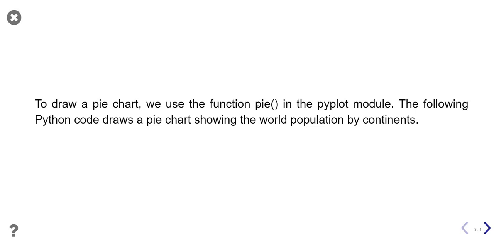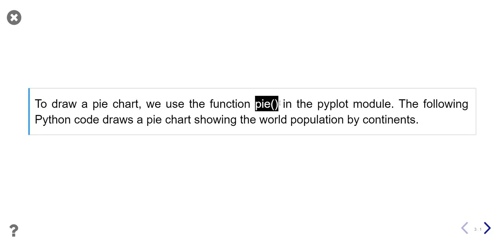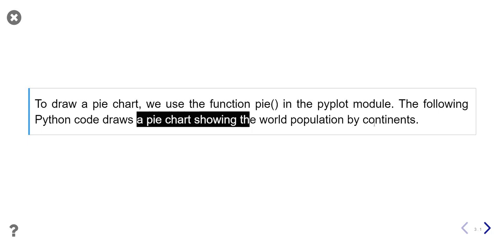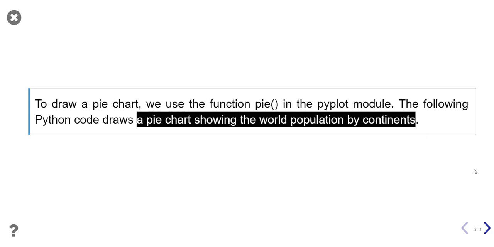To draw the pie chart, we have this pie function. Earlier, if you just used plot, it plots a line. If you use scatter, or bar, it plots scatter or bars. And now we are looking at pie. So let's try to draw a pie chart showing the world population based on continents.